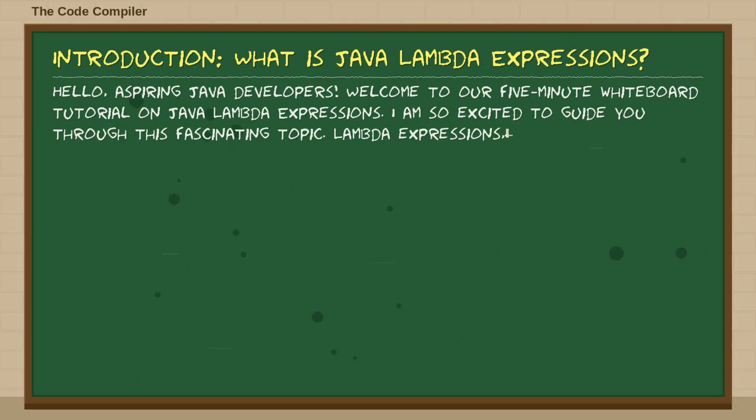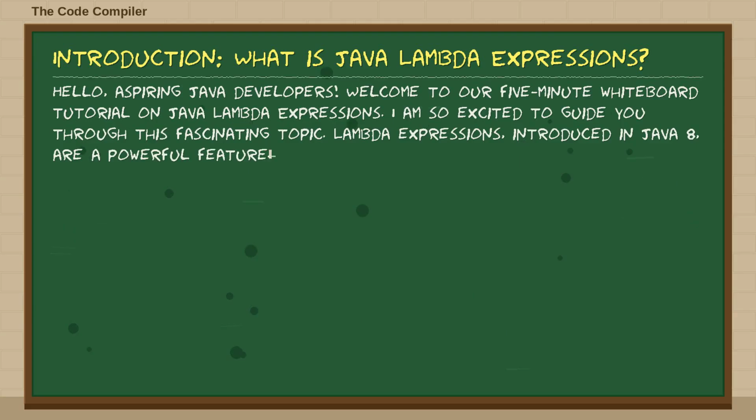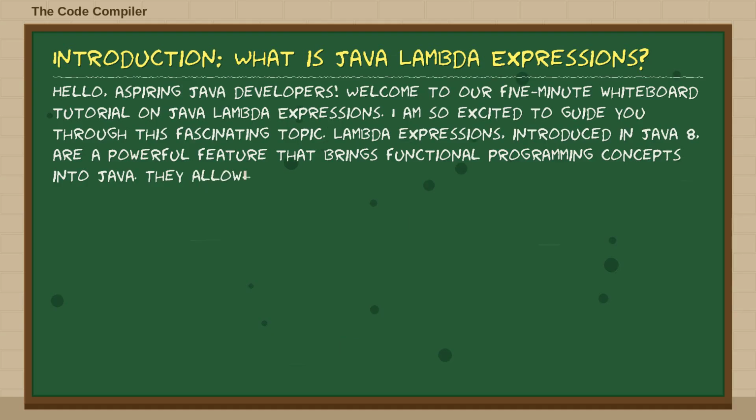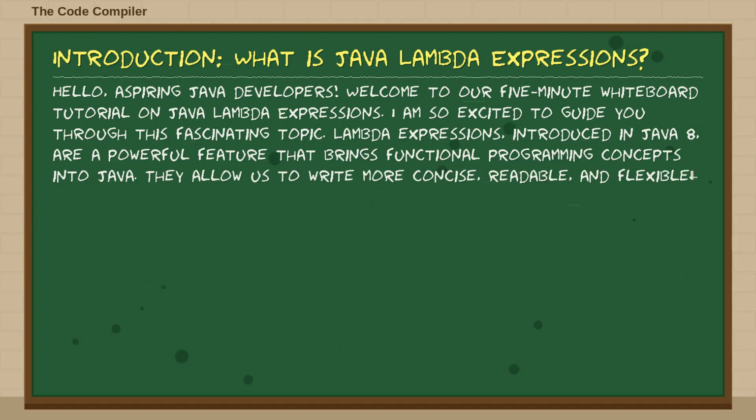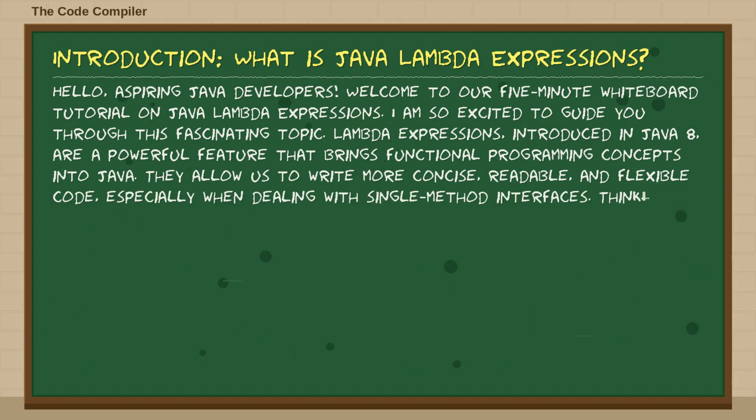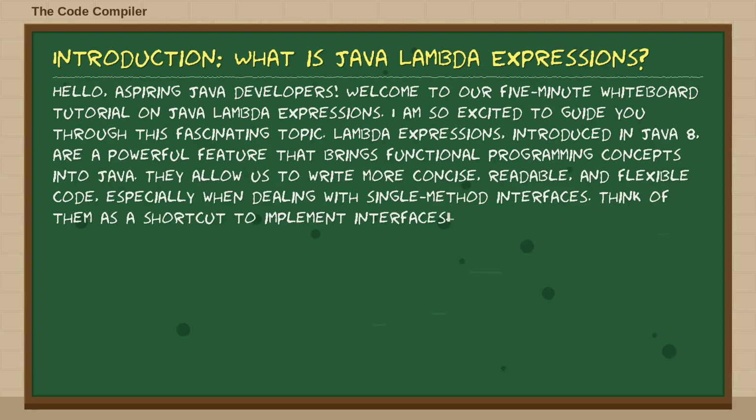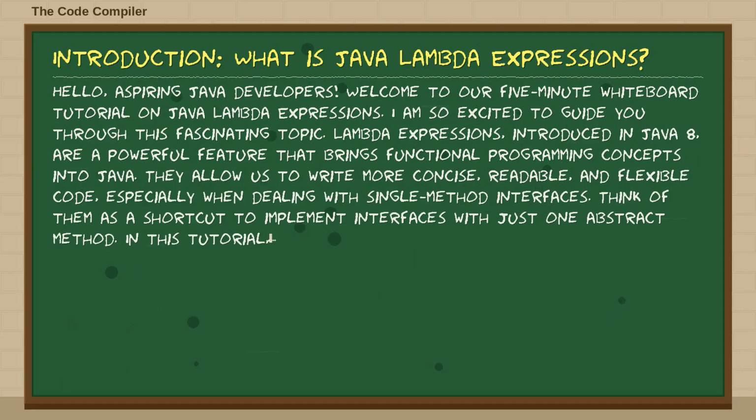Lambda expressions, introduced in Java 8, are a powerful feature that brings functional programming concepts into Java. They allow us to write more concise, readable, and flexible code, especially when dealing with single-method interfaces. Think of them as a shortcut to implement interfaces with just one abstract method.